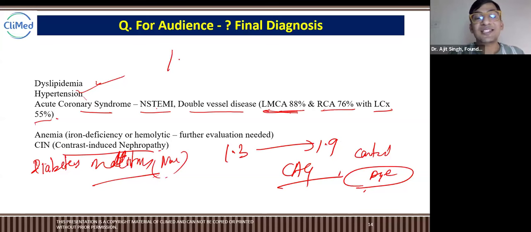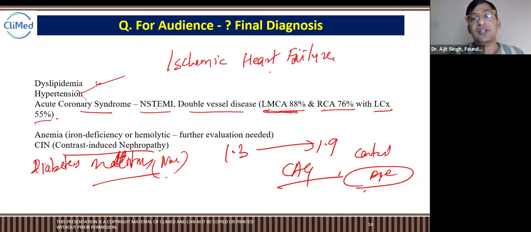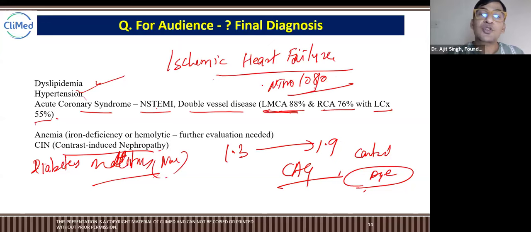Okay, what else we missed here? We missed here ischemic. What we missed here, guys, ischemic heart failure. Okay, ischemic heart failure. Why the NT-proBNP was more than 1000, no? 1090 or something, right? It was because of the ischemia. It was none other than because of the ischemia. It was not the heart failure exactly.